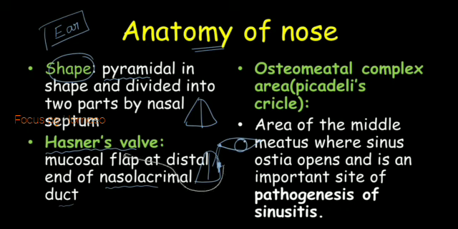You might have noticed that whenever we are crying, we feel coryza within 5 minutes. This is because of the presence of the nasolacrimal duct. All the tears enter the inner canthus of the eye and are received in the nose. So this is regarding the nasolacrimal duct, and there exists Hasner's valve.